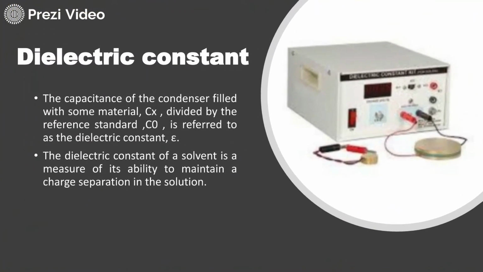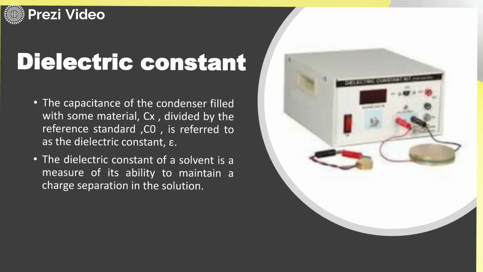Now the capacitance of the condenser which is filled with material, suppose it is Cx. Here we are referring Cx to the medium of the condenser, which is placed in the capacitor, either in the condenser or in the capacitor. When it is divided by this reference material, as we have done in that case with the vacuum, it is referred to as the dielectric constant eta. So the dielectric constant for a solvent is a measurement of its ability to maintain a charge separation in the solution.